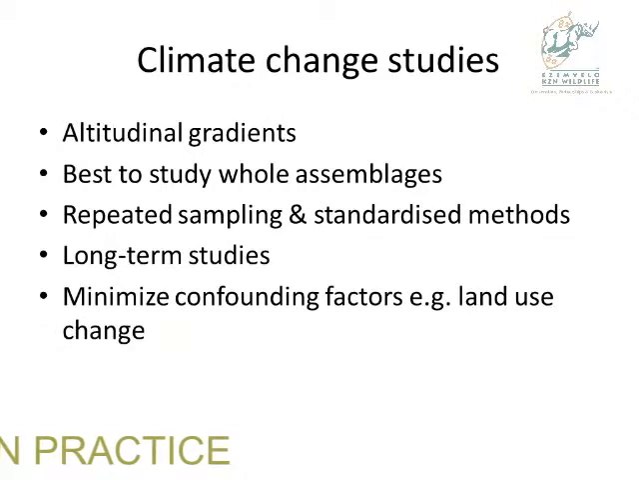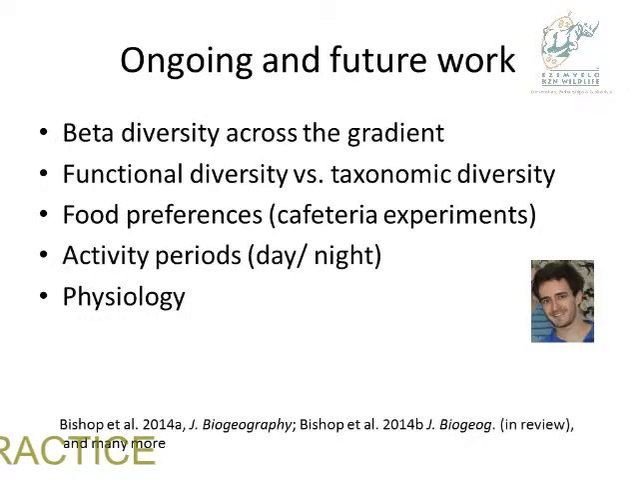So in terms of climate change studies, altitudinal gradients are ideal for these. You can get a good understanding of what's actually happening across the whole gradient. It's best to study whole assemblages. You want to sample all of the species in the assemblage, and you would also best do it with repeated sampling and standardized methods. And obviously long-term studies are the ideal here. You also want to minimize confounding factors like land use change. And I think we've got the beginnings of a long-term study.